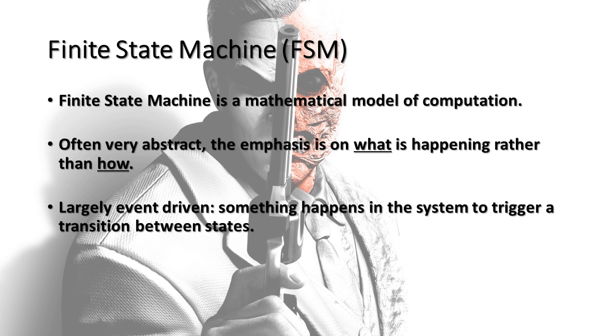It's a simple mathematical model of computation. It's essentially an extension of the likes of the Turing machine. In fact, it's a simplification of the Turing machine. And the emphasis on a finite state machine is what is happening in a system versus how you actually achieve that. So if we can model what's happening at certain points in a system, we can then identify what events will trigger these changes in the system.